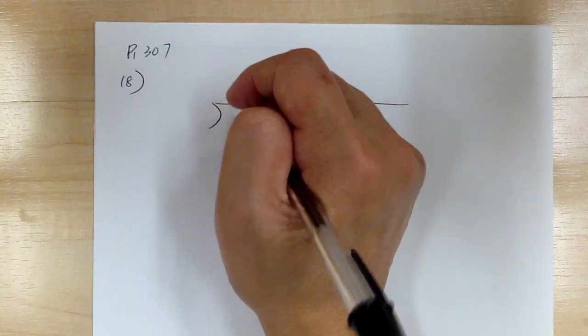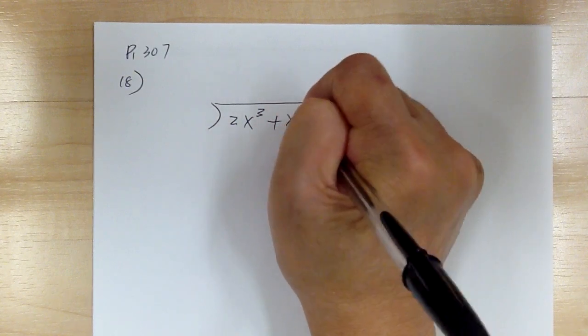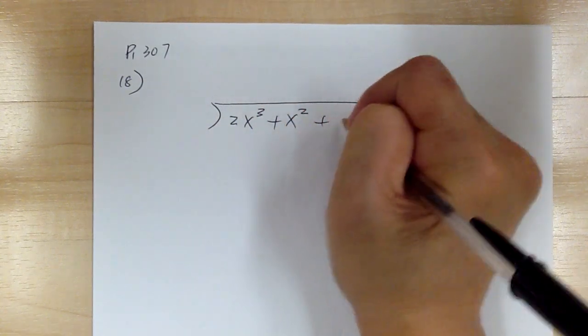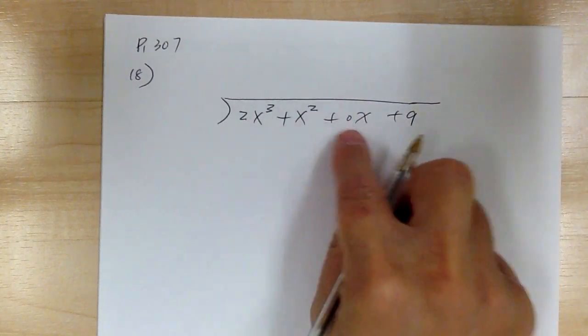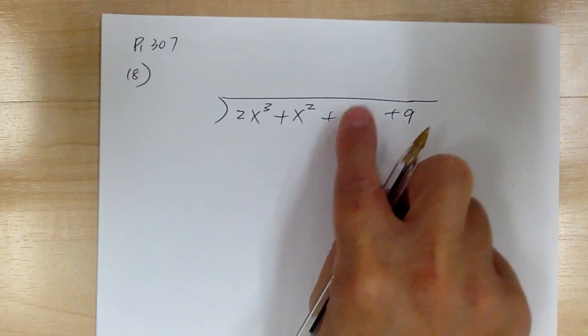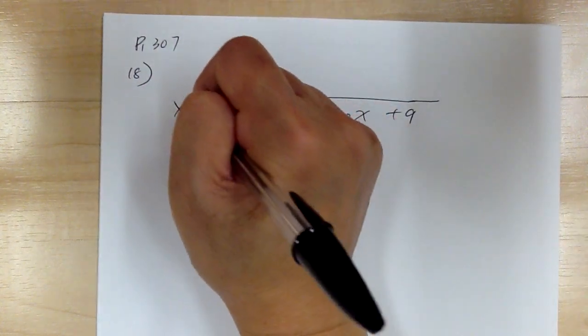So number 18, you have 2x to the 3 plus x to the 2. Notice there's no x, so it'd be 0x, plus 9. Again, everything has to be in order. So if there's a missing term, you have to leave a space for it. Divided by x plus 2.